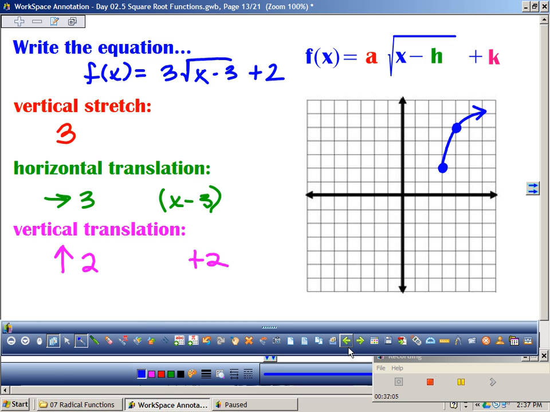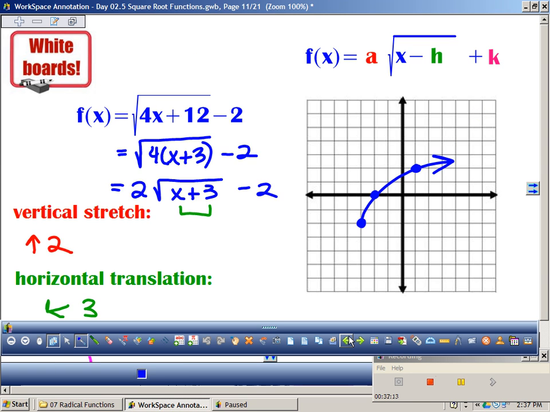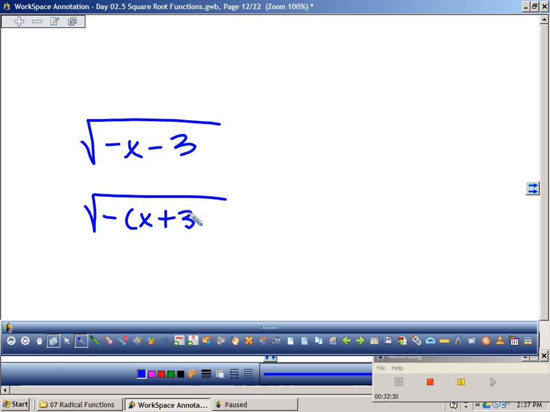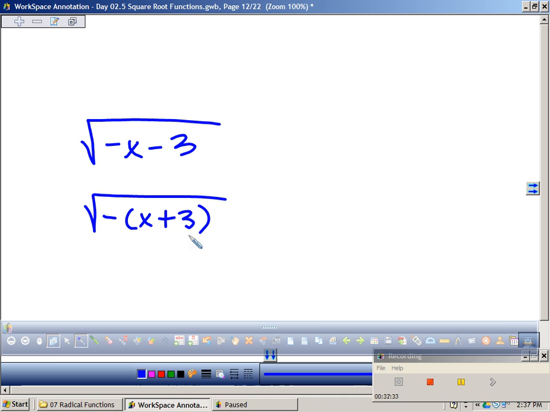You guys don't go anywhere. Just like on this one, we had to factor out a 4. Well, if it's a negative sign, negative x minus 3, it's really negative x plus 3. It would be, yes, exactly. You got it? Okay, good job, guys.